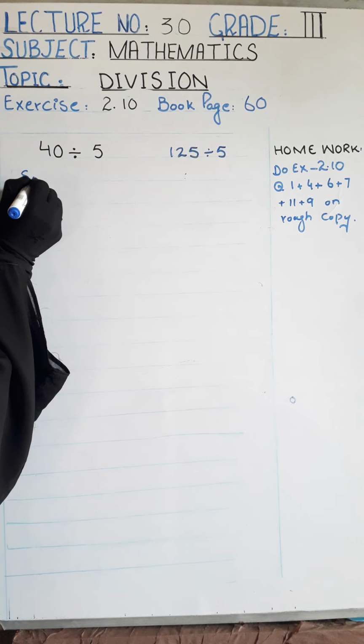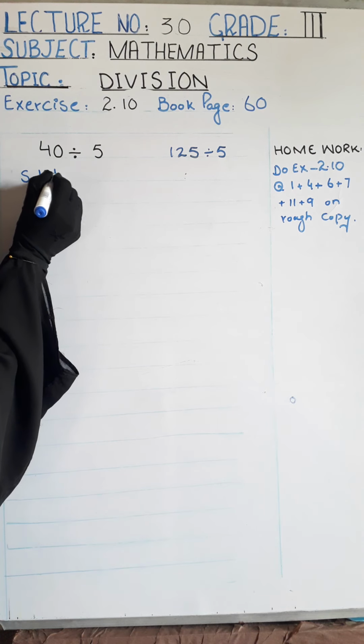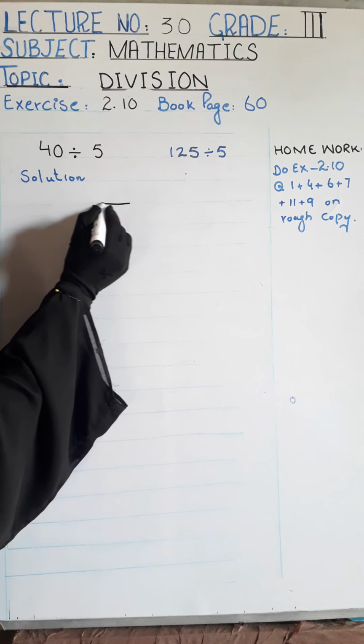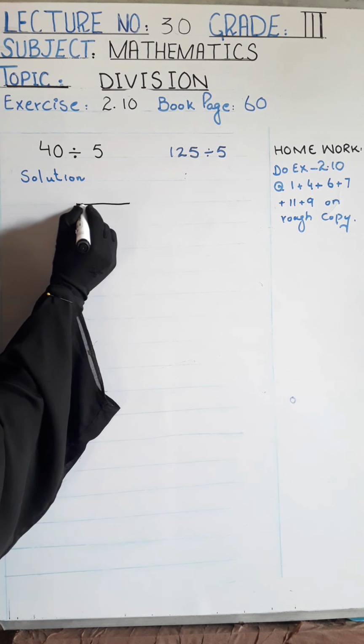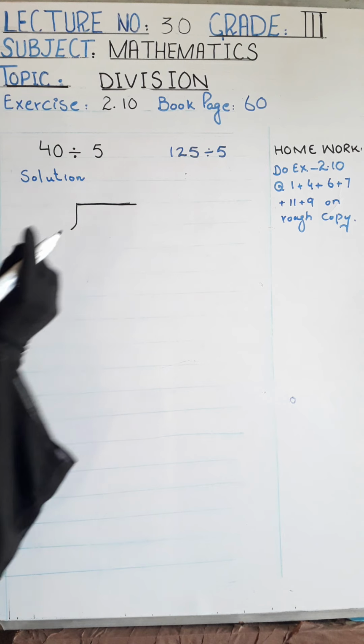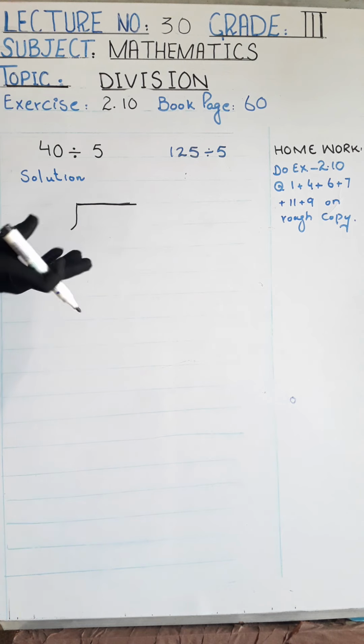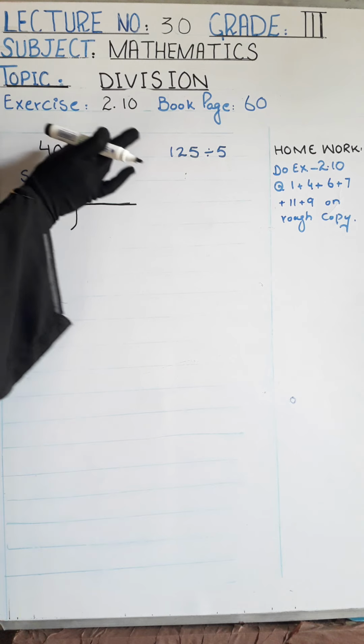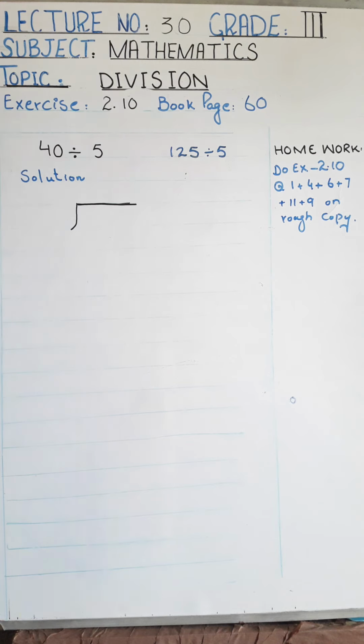First of all, we give the heading of the solution here. Now consider we draw a stage. You people drew this symbol in class 2. Like this, we draw a stage. This is, consider, students, a stage. And there are some characters to play here, to act here. The characters are these two numbers, the 40 and 5.